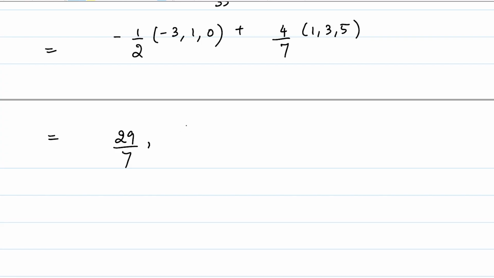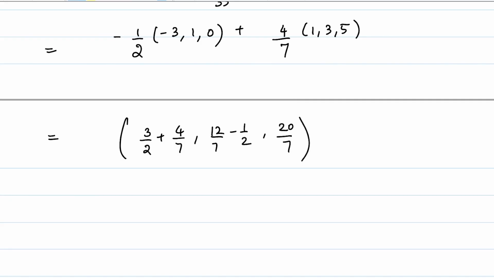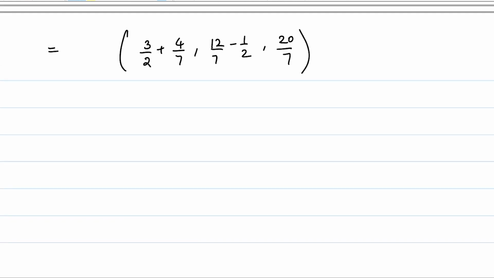4 by 7 minus 1 by 2. So I'll just write it down. Maybe one more step won't hurt. So this is 3 by 2 plus 4 by 7, 12 by 7 minus 1 by 2, and 5 4s are 20 by 7. This is our projection onto our subspace W.